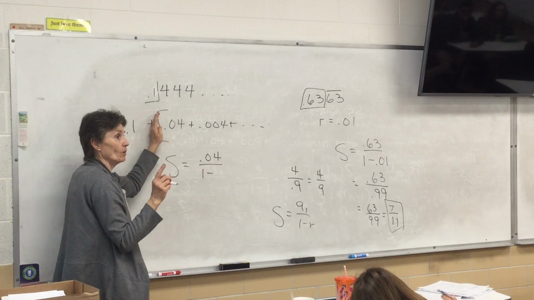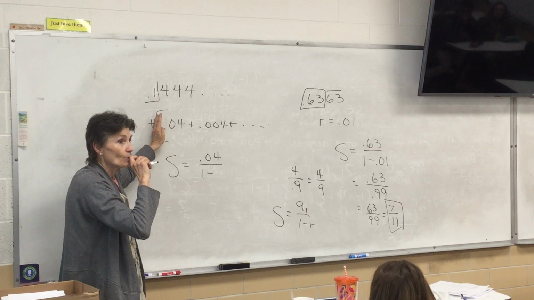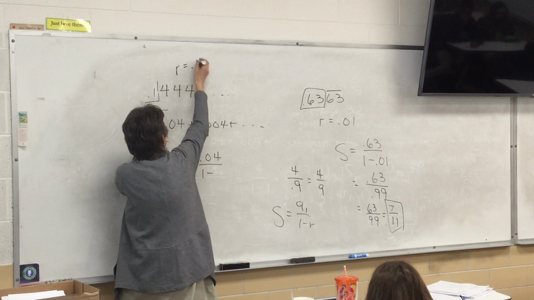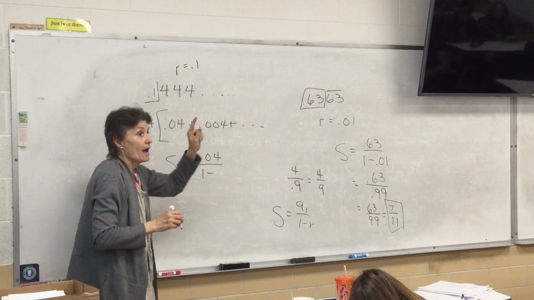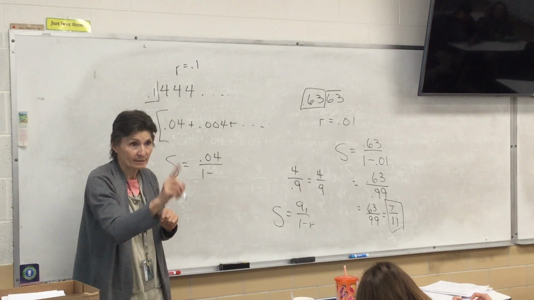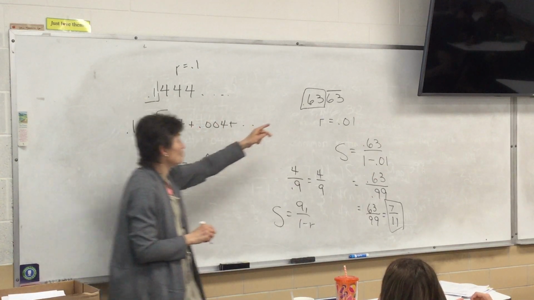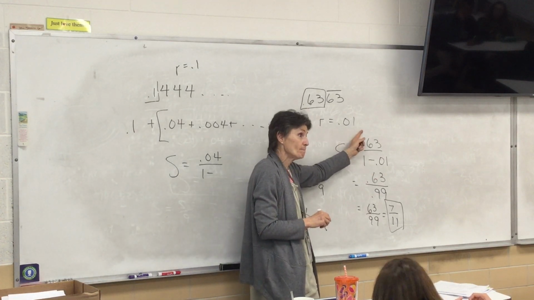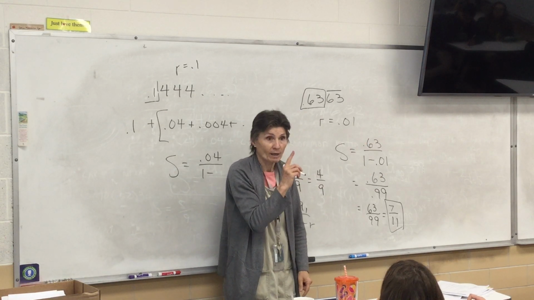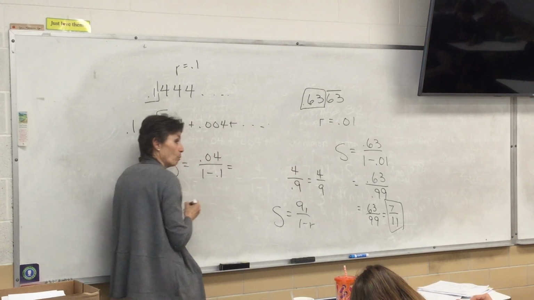Now, be careful. What's my ratio? 0.1. Whoever said that, you're right. Why is the ratio 0.1? How many numbers actually repeat? 1. And it's the number of numbers that actually repeat. So when 2 repeated, it was 0.01. But when one number repeats, it's 0.1. So now we have 0.04 over 1 minus 0.1.